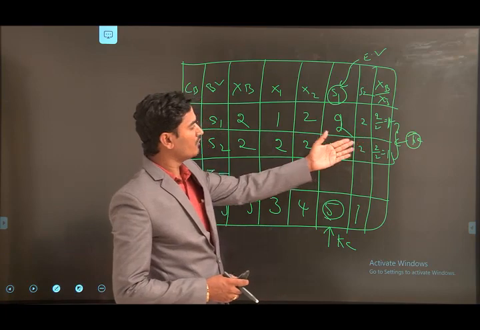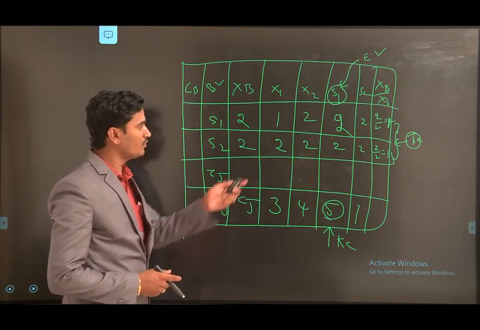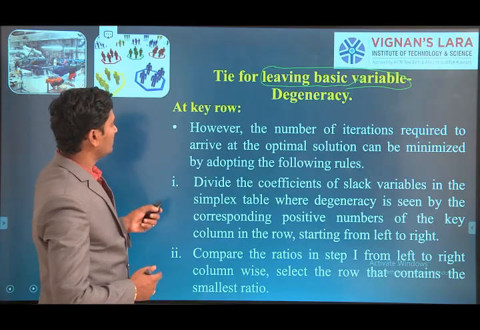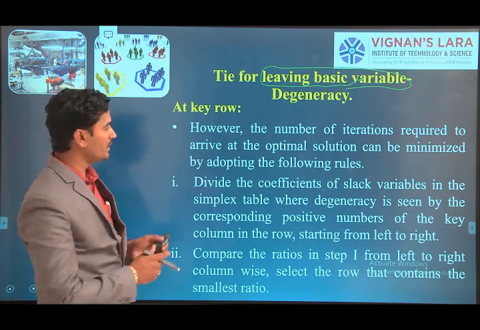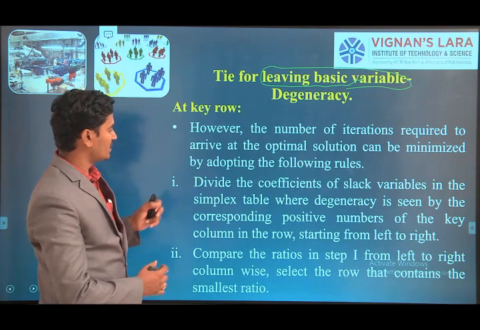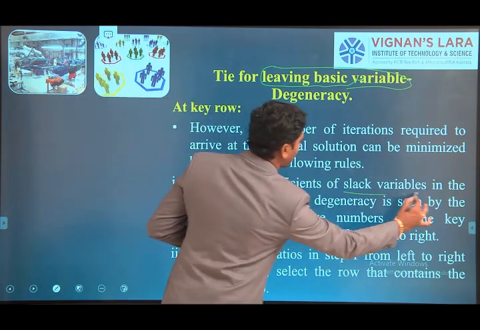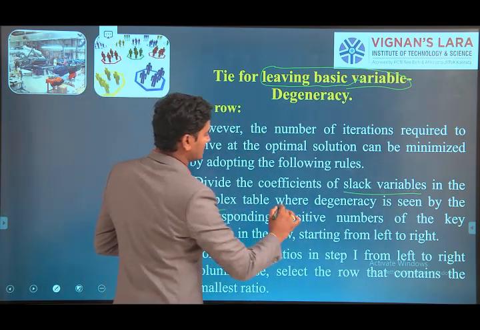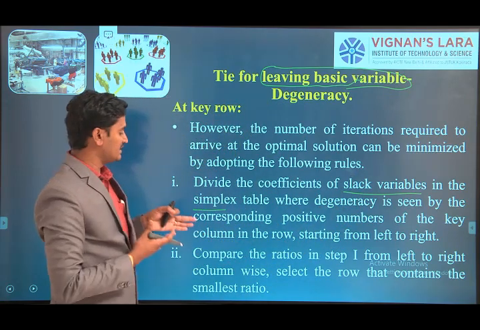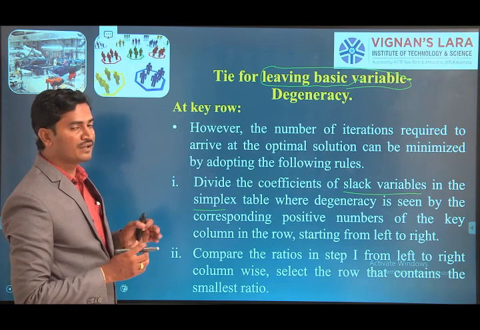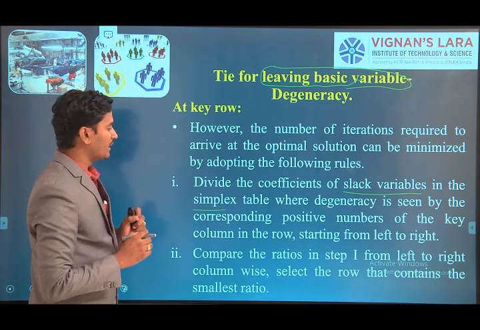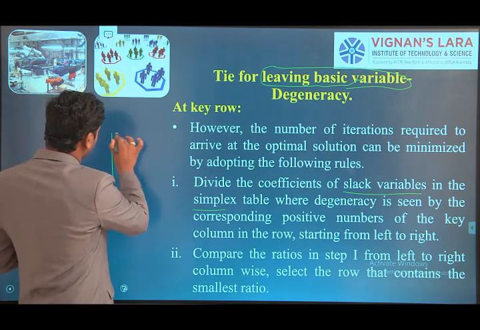Okay, now we are going to identify the key row, based on what is also called degeneracy. How are we going to identify the key row from this condition? The number of iterations required to arrive at the optimal solution can be minimized by adopting the following rules. First one: divide the coefficients of slack variables in the simplex table where degeneracy is seen by the corresponding positive numbers of the key column in the row, starting from left to right, like this.